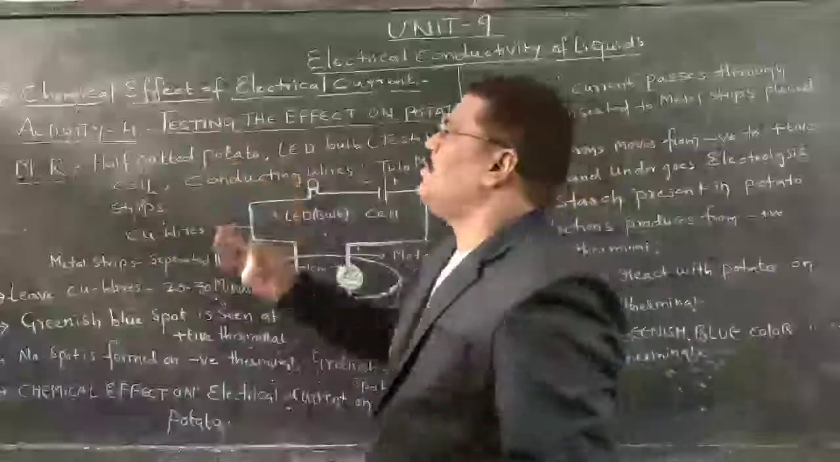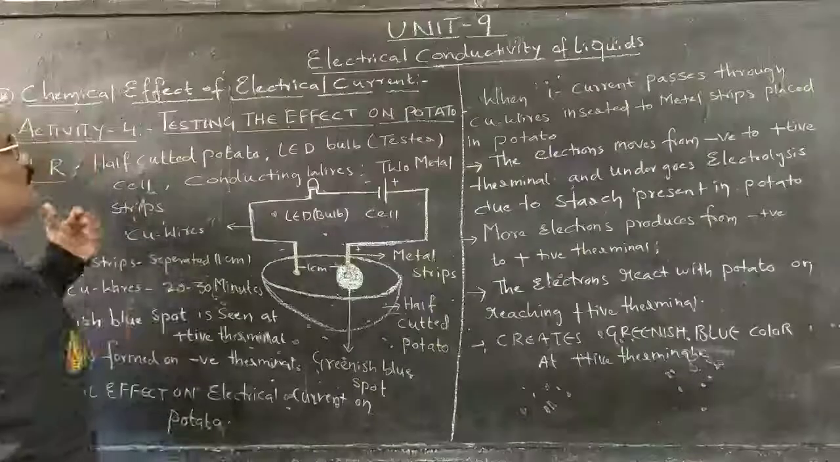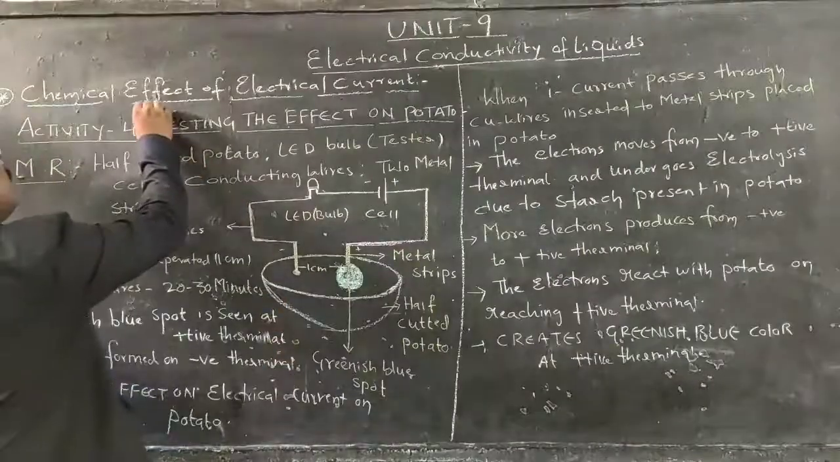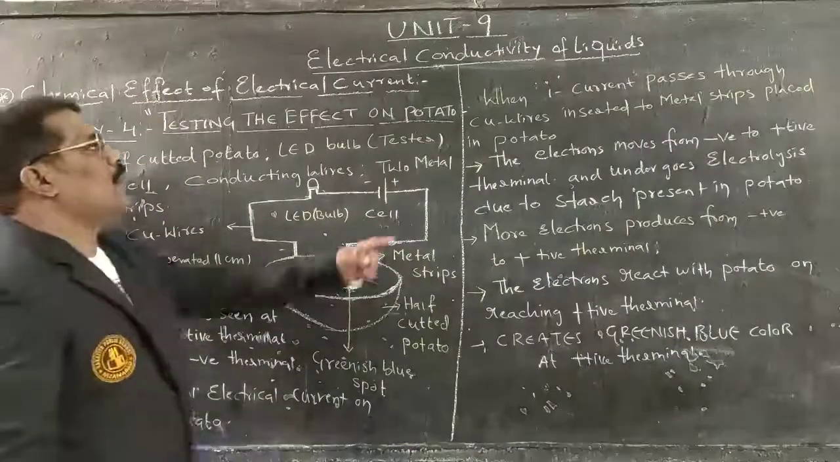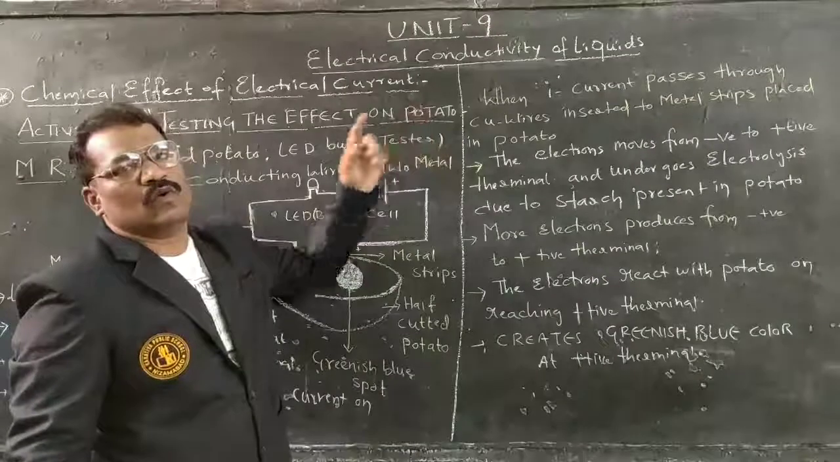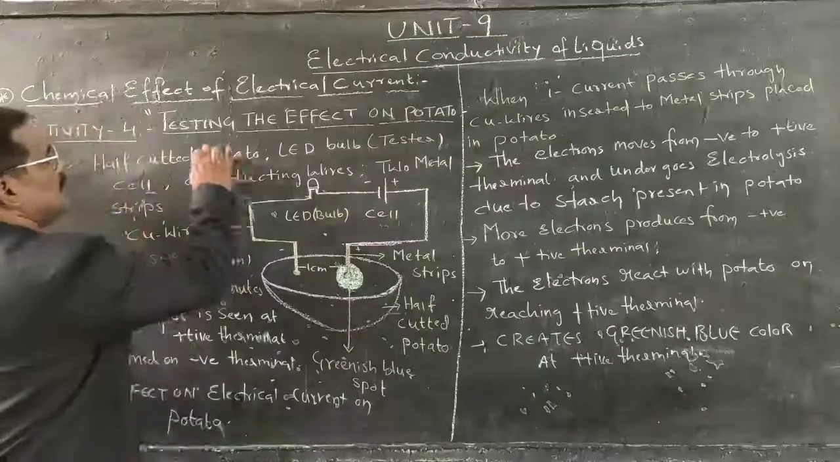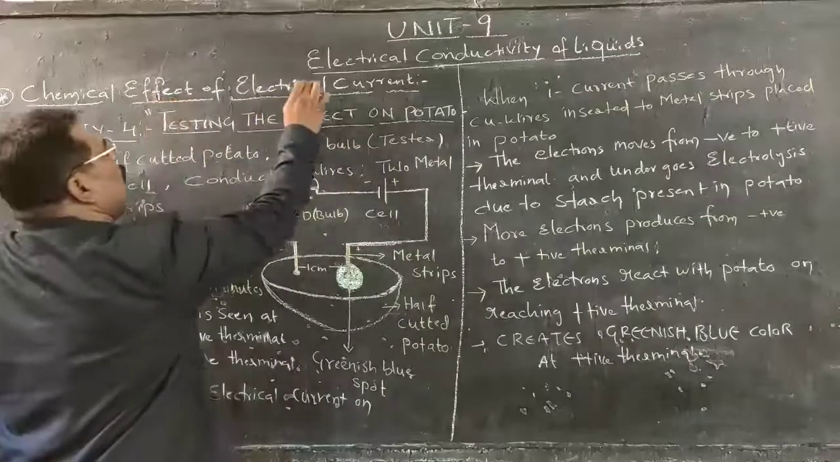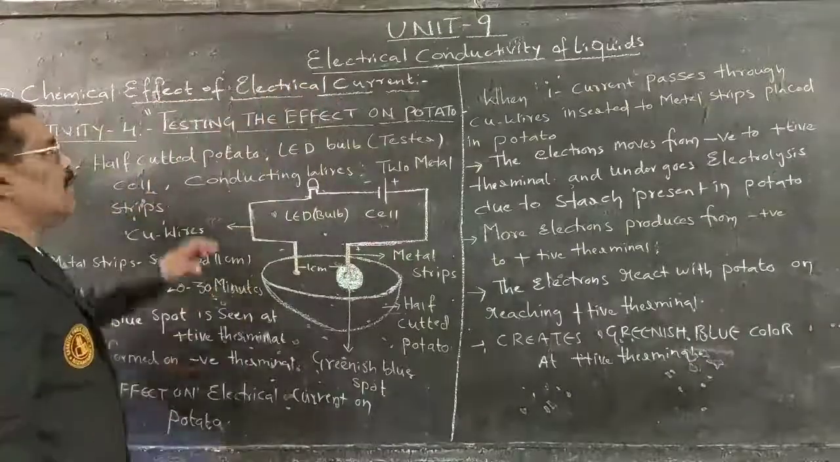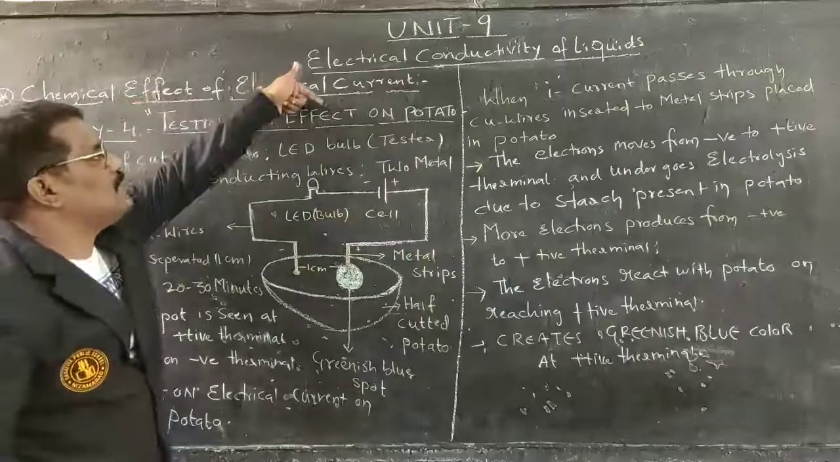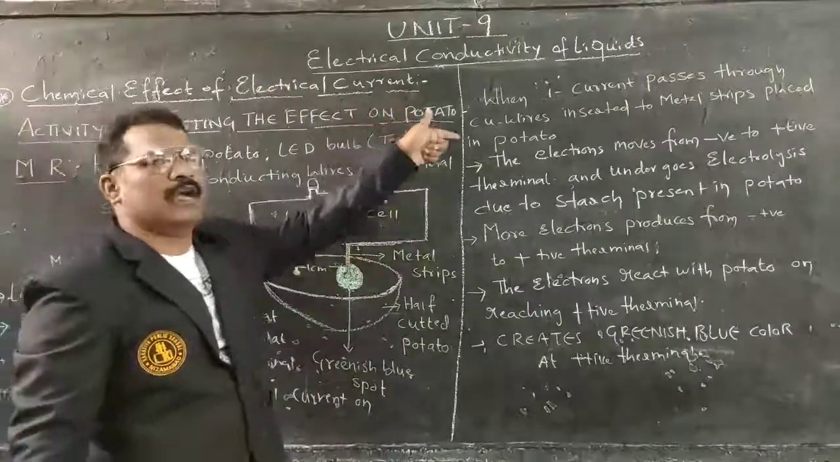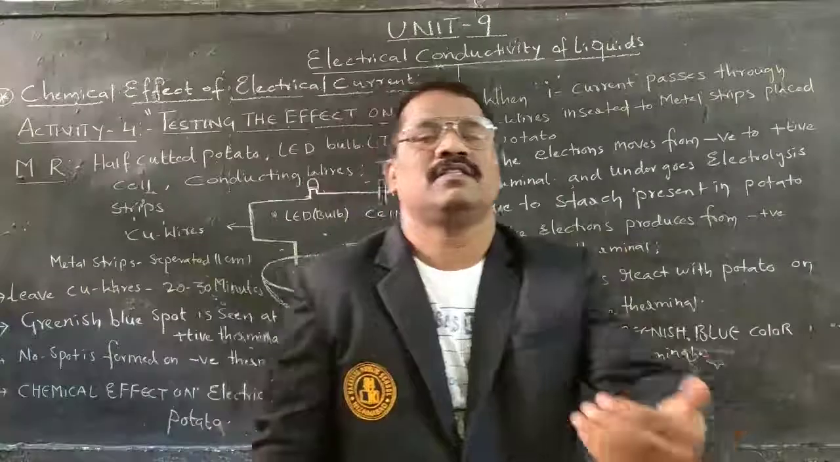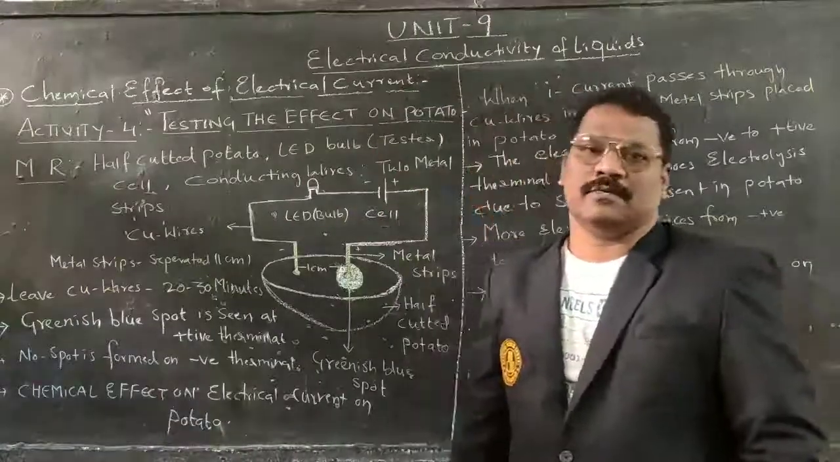That can be performed in the form of Activity 4, which we are doing on a potato. Therefore, we are testing the chemical effect of passing electric current through a potato. That particular concept, now we are going to do it.